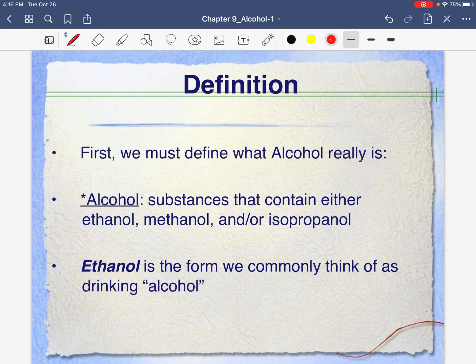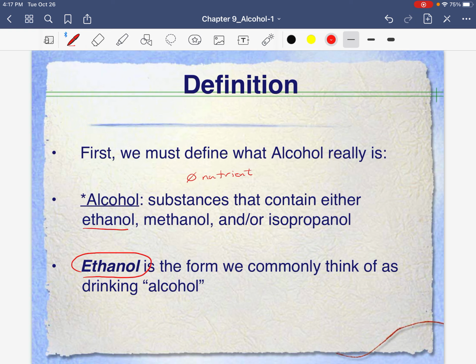Okay, so alcohol, by definition, is a substance. Notice, it is not a nutrient. It is not something our body needs in order to function. It's a substance that contains either ethanol, methanol, and/or isopropanol. The alcohol that we drink is ethanol. So we're really talking about ethanol.